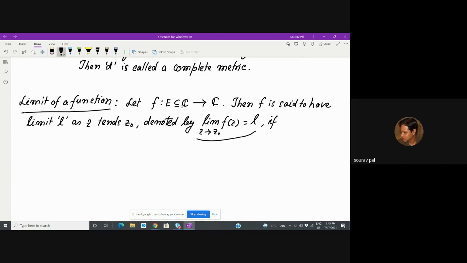We are in the Euclidean setting where the metric is given by the modulus. So we know the meaning of z comes to z naught: mod z minus z naught comes to 0, mod f(z) minus L comes to 0. That means f(z) comes to L. And when we are defining a limit, this point z naught does not need to belong to the domain of definition E.